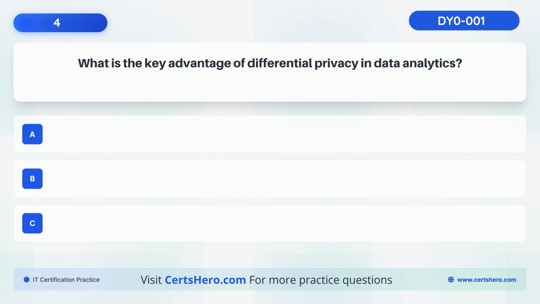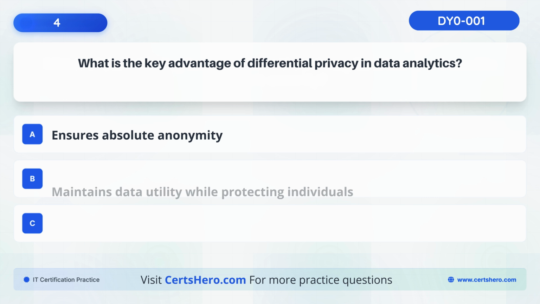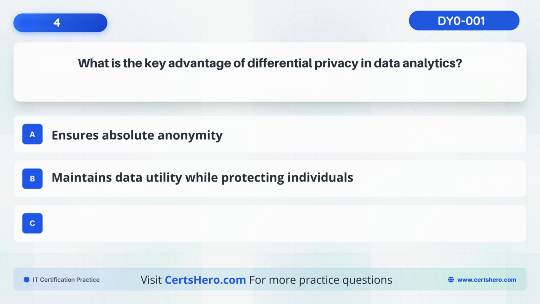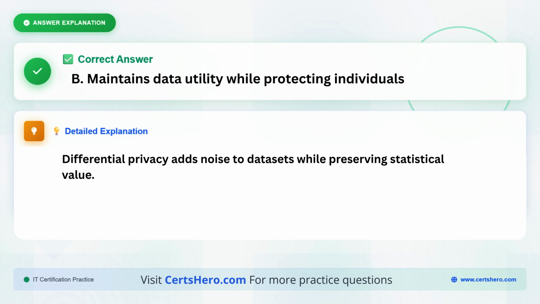What is the key advantage of differential privacy in data analytics? A. Ensures absolute anonymity. B. Maintains data utility while protecting individuals. C. Speeds up computation. Correct answer is B. Maintains data utility while protecting individuals. Differential privacy adds noise to datasets while preserving statistical value.